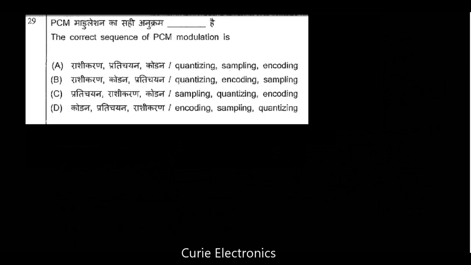Question number 29. The correct sequence of PCM, pulse code modulation. What do you do? First you have to sample the signal. After sampling, you will quantize the signal. Quantize means we are converting it into discrete levels. Then you will encode. So the answer is option C. This is the proper sequence of PCM modulation.